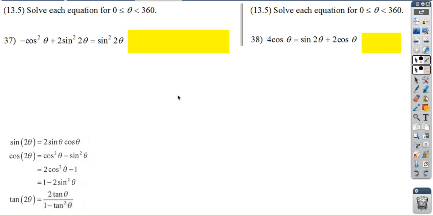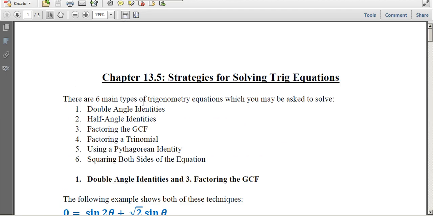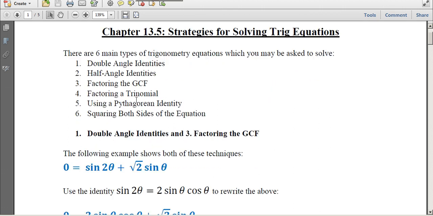Alright, so section 13.5 is kind of pulling together everything we've talked about, solving equations using trig, and there's just one thing I want to point out. This sheet on how to solve trig equations. So there are 6 different kinds, and we'll go through each, several types of each. First thing to decide is which type of equation, because there's different strategies for each one.